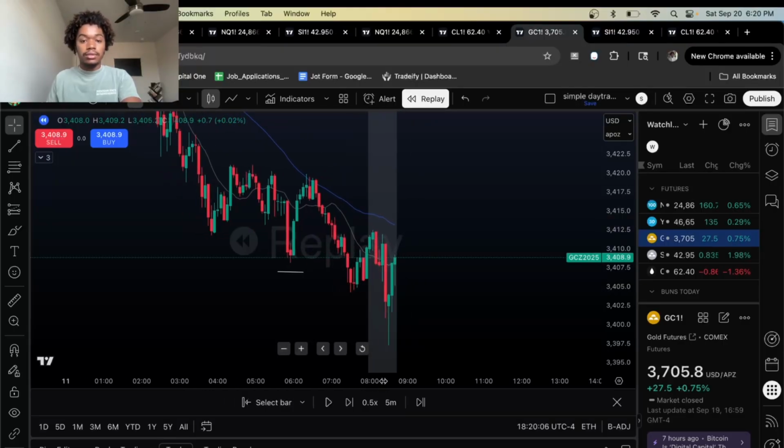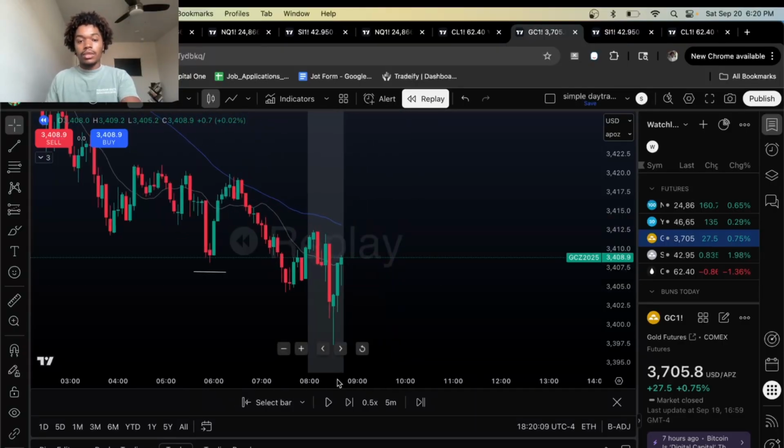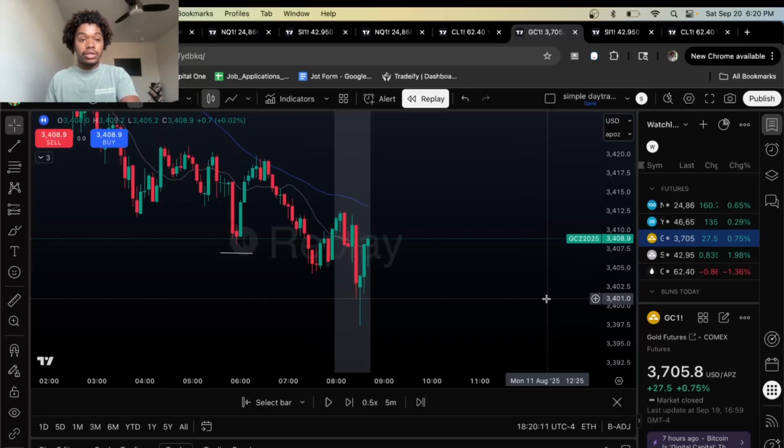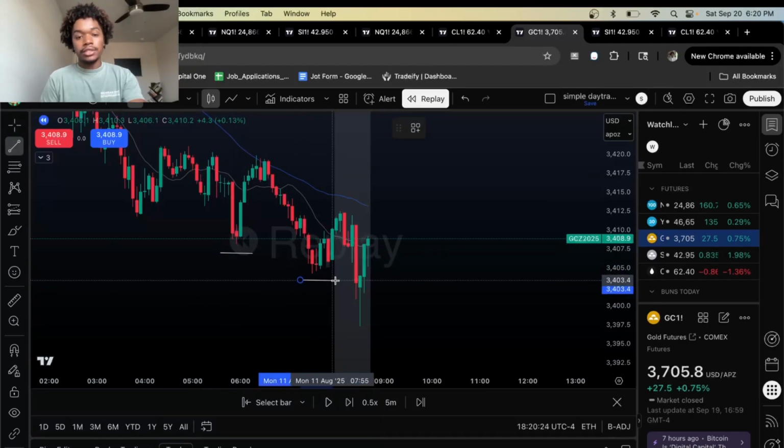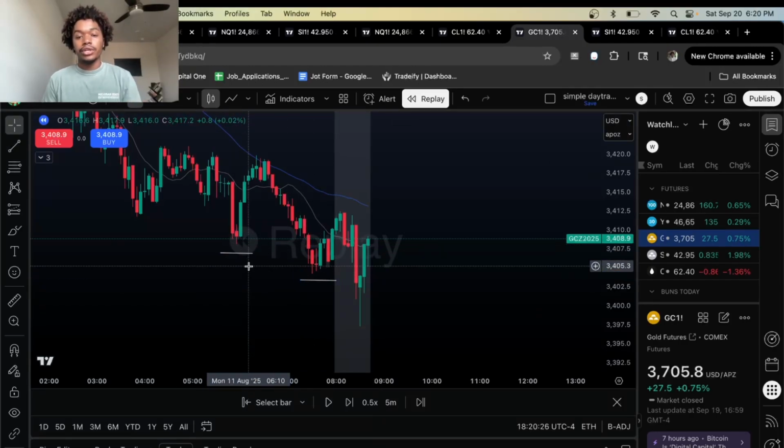You know what I'm saying? And we clearly broke it. And we're clearly in a downtrend. So when you're clearly in a downtrend, and if you clearly break the low or the high, depending on how it's trending, before the session, that's when a setup is more valid. So this would have been valid.